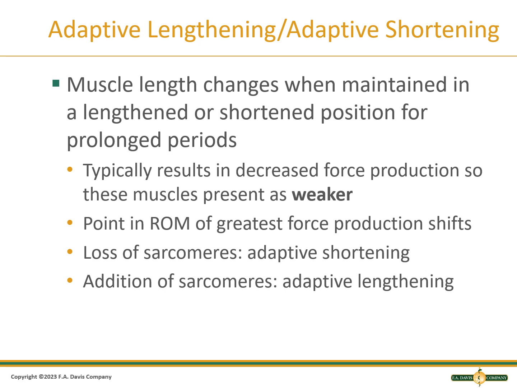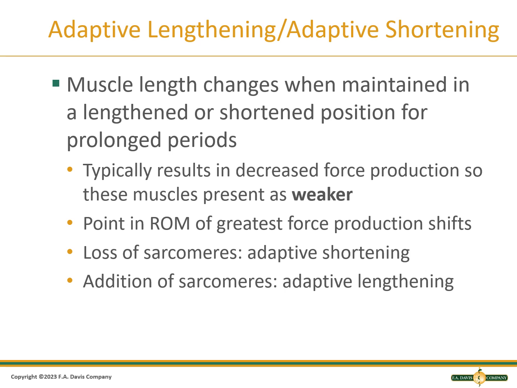When muscles are held in a position for a prolonged period of time, they'll either adaptively lengthen or adaptively shorten, depending on if they were held in a shorter or longer position. The most common place that we'll see adaptive lengthening and adaptive shortening is going to be in our postural muscles, and adaptive lengthening and adaptive shortening typically result in decreased force production, and these muscles are weaker because of the loss of that optimal length-tension relationship.